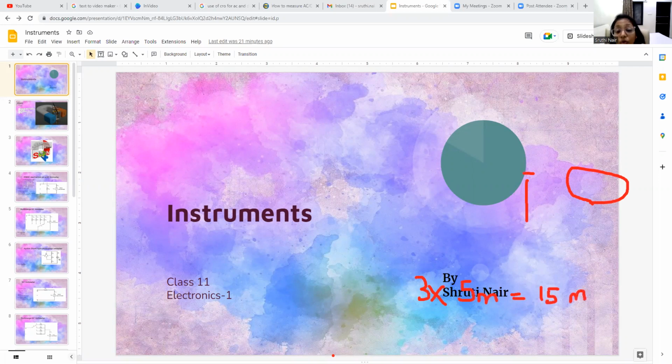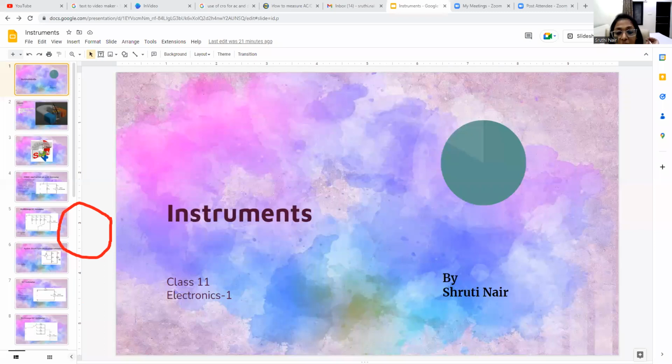So 15 millivolt is not the final answer. It is the peak voltage. Okay, so 15 milli is the answer we got for the peak value. That is not the final answer. Fine. So what after this? After this, you will divide it by 1.414 to get the RMS value.